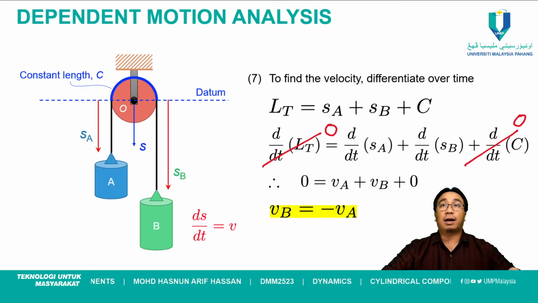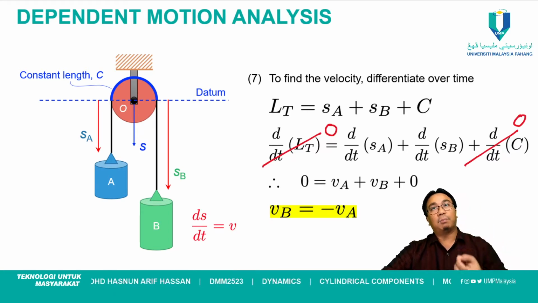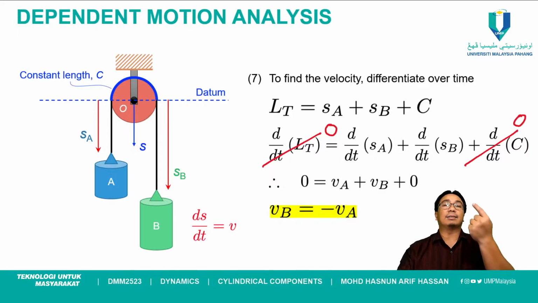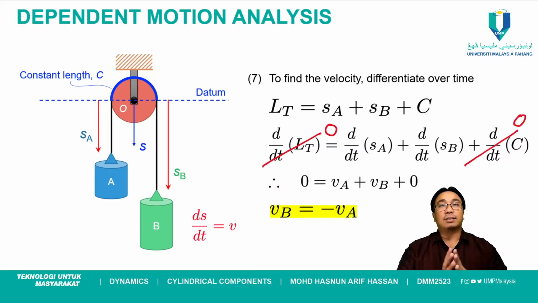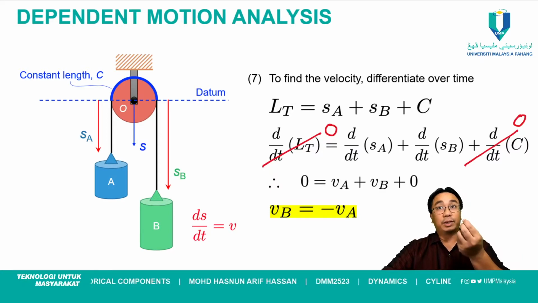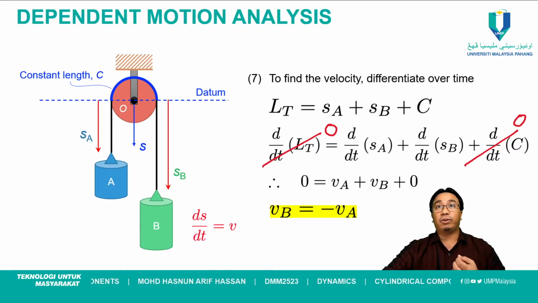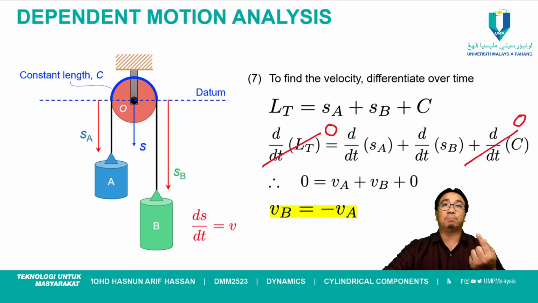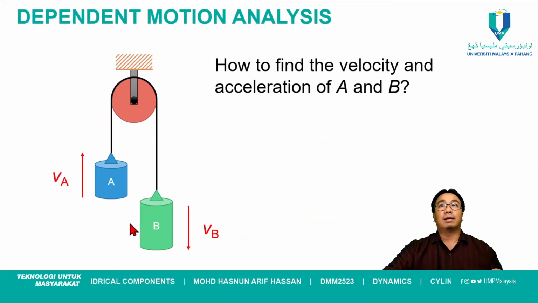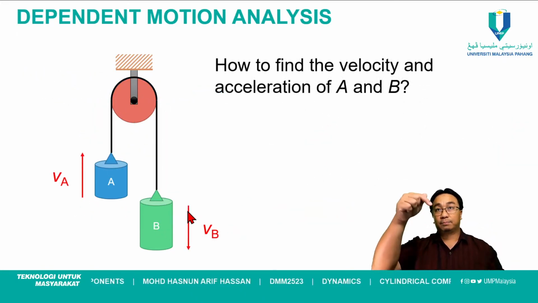So maksud dia kalau VB ini turun ke bawah dengan 10 meter per second, VA akan naik ke atas dengan velocity yang sama. Okay, velocity yang sama. So if VB is going down 10 meter per second, VA is going up 10 meter per second. Kenapa VA negatif? Sebab direction dia lain. If you recall, kita tadi awal tadi kita dah tunjuk di sini, okay, VB turun bawah, VA naik atas.